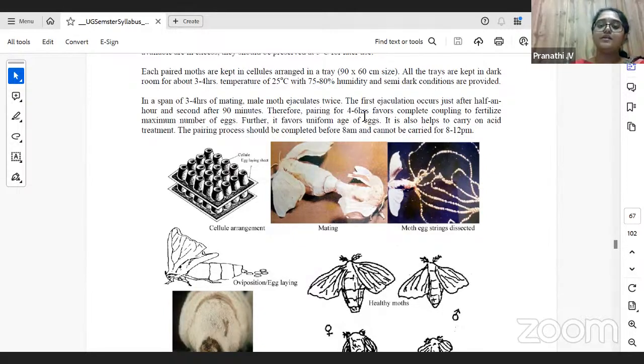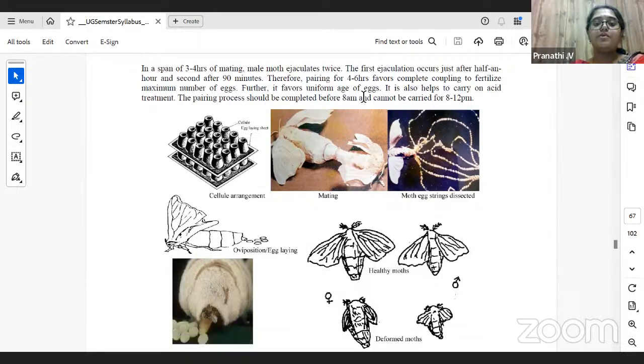Then pairing for another 4 to 6 hours takes place, and this completes the coupling to fertilize the maximum number of eggs. External fertilization is taking place. Further, it favors uniform age of the eggs. It also helps in carrying out the acid treatment. Now, the pairing process should be completed before 8 a.m.